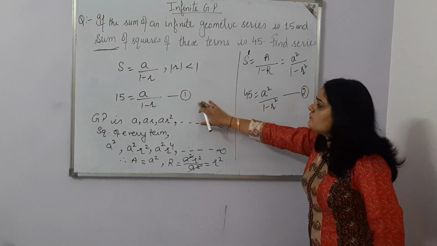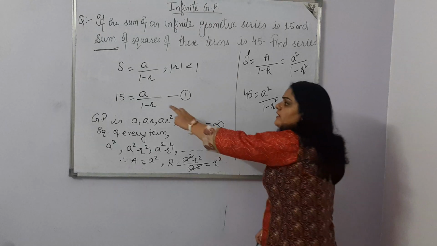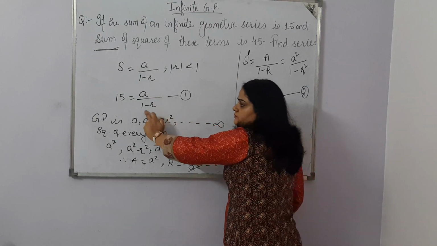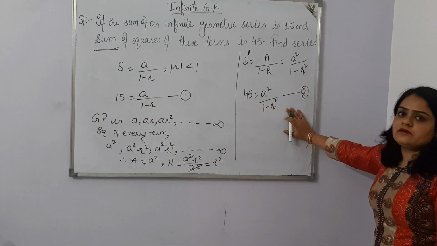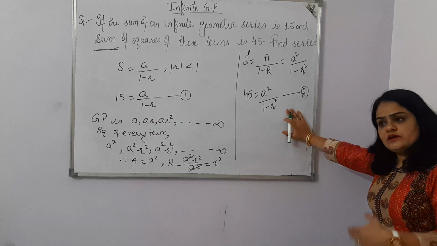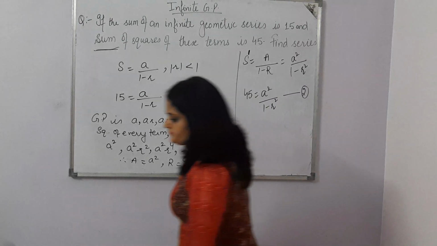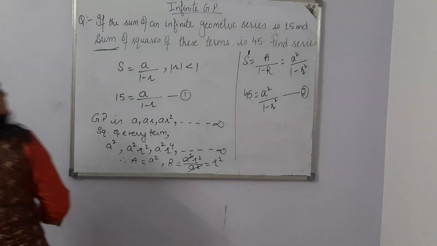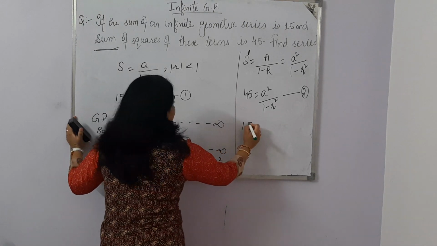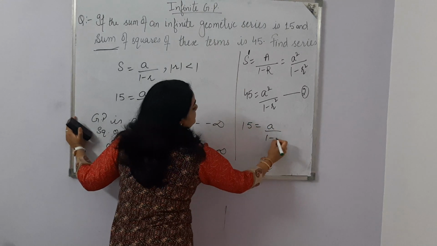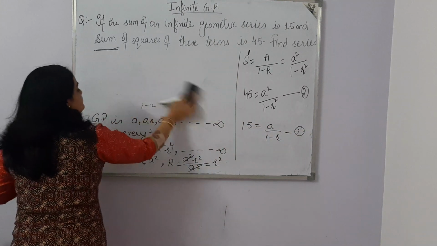Here we have the first equation, here we have the second equation. What we can do is find the value of a from this. It means a equals 15 into 1 minus r, and we can substitute here. Or the second approach, which I think is the easiest. I am writing the first term here because I need this term.